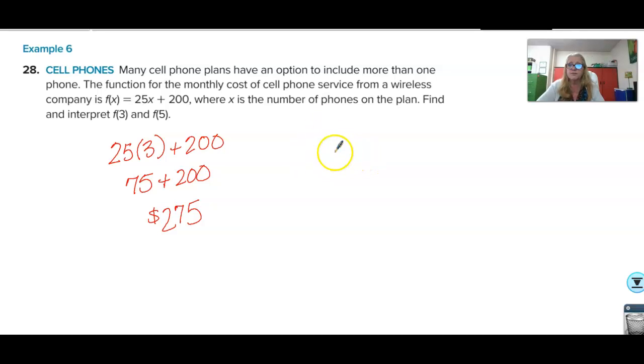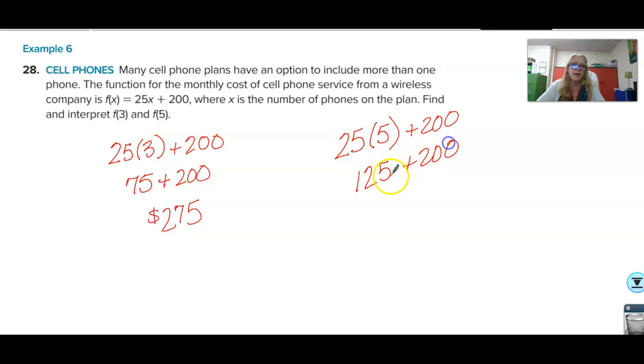What about 5 phones? All right, now that everybody's got to have a phone, even my grandsons, they're like 4 and 6, they have phones. We're going to substitute 5 this time for x. 25 times 5 is 125. And that gives us $325 a month if you have 5 phones.